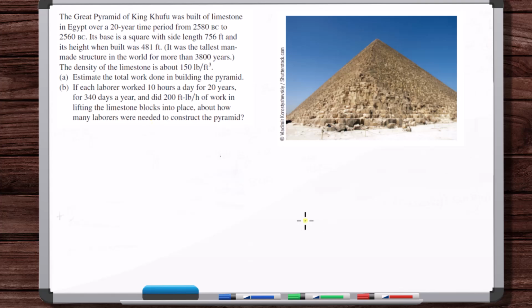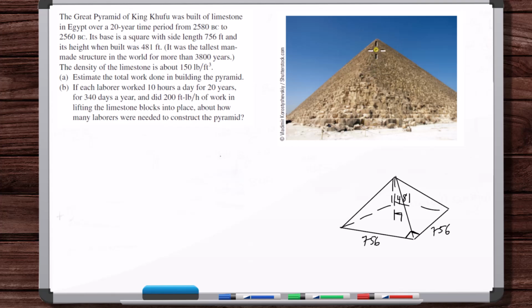But all right. So the idea is we've got this pyramid here, something like that. And there's its height. So this is 756, and 481.